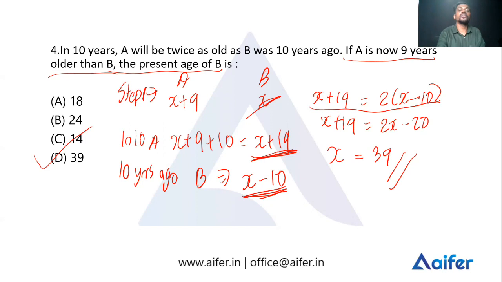After 10 years, the age of A, that's X plus 19, is twice that of the age of B 10 years before. So we have X plus 19 is equal to 2 into X minus 10. So we have X plus 19 is equal to 2X minus 20. So we have X is equal to 39. So for this particular question, we have 39 as the correct answer.